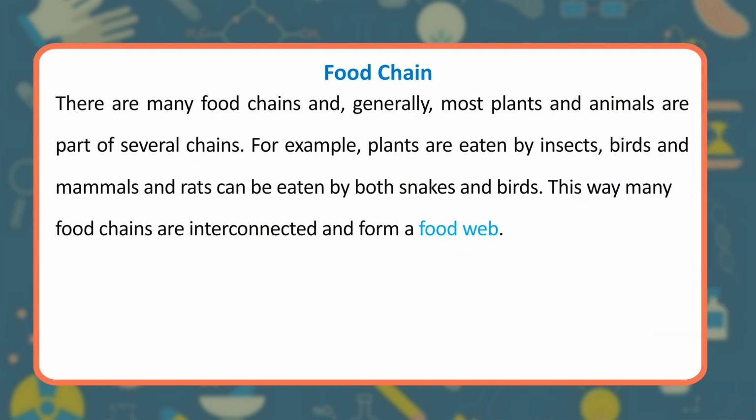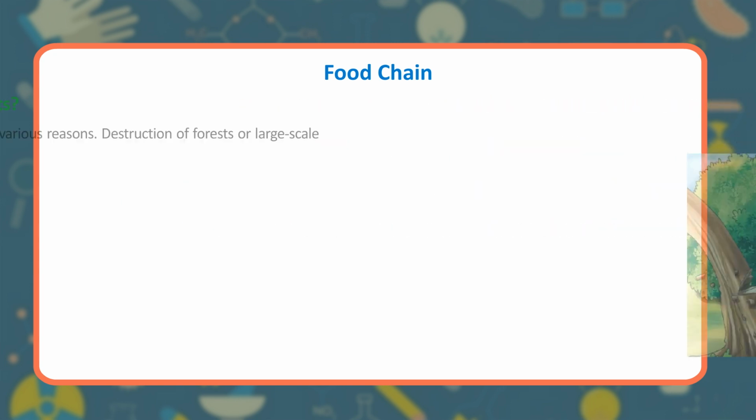There are many food chains and, generally, most plants and animals are part of several chains. For example, plants are eaten by insects, birds and mammals, and rats can be eaten by both snakes and birds. This way many food chains are interconnected and form a food web.